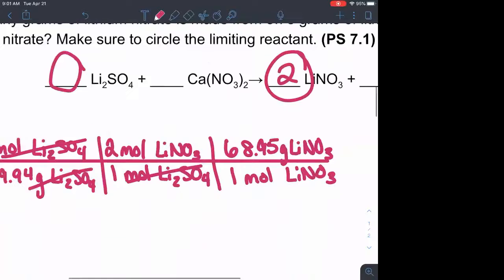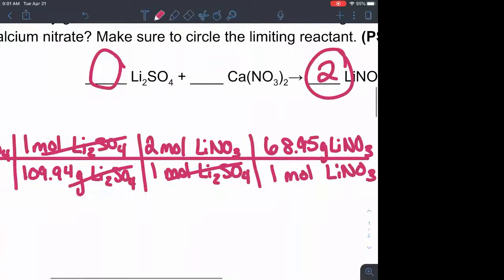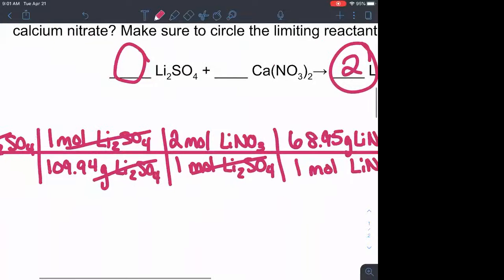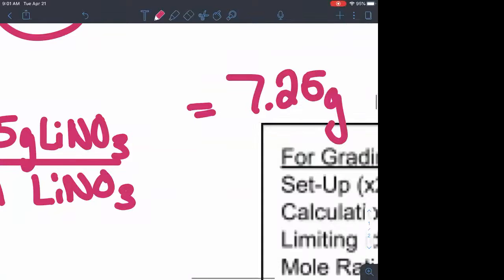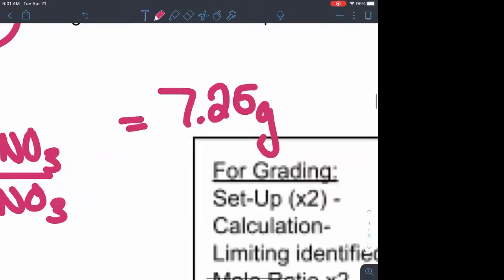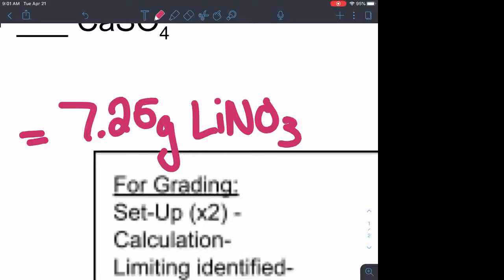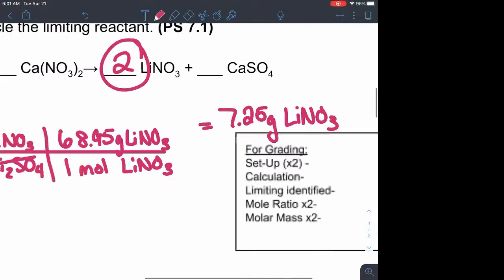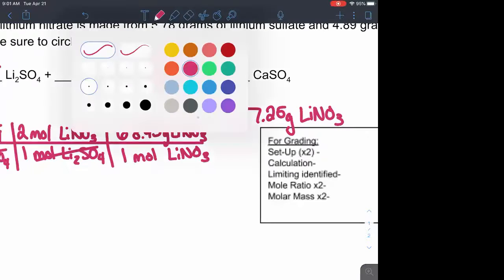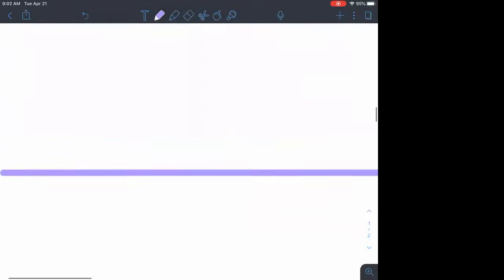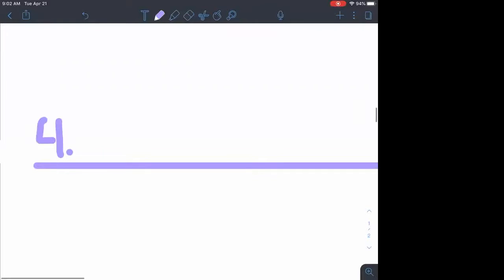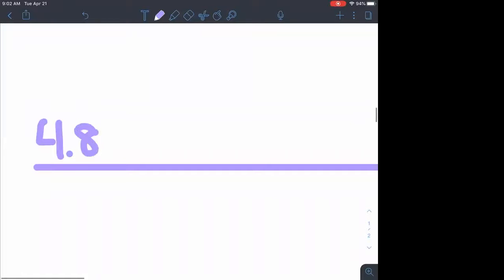Now we take our top and we multiply them all together and we divide it by the bottom. We should get an answer of just about 7.25 grams of lithium nitrate. Now, that's not our only problem because we want to find that limiting reactant. So we have to do it a second time. So if we do it a second time, we're going to set up the same problem, same railroad tracks, but this time we're going to use that 4.89 grams of calcium nitrate.